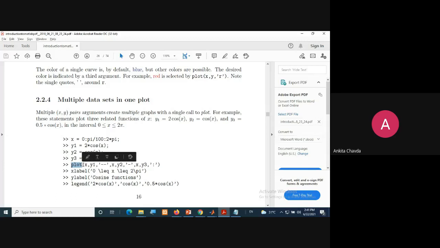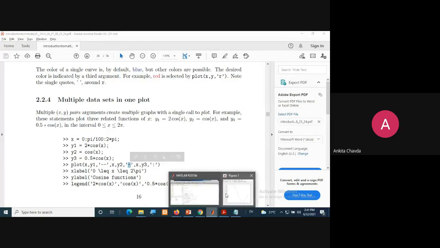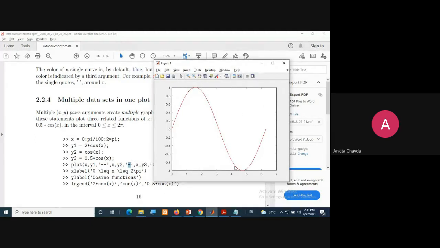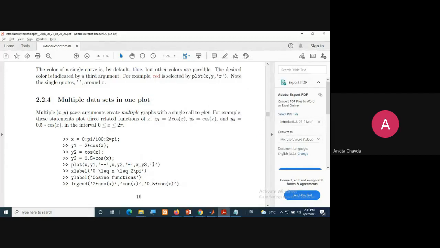So plot x and y1 with these lines. Dash dash means it will give you a dashed line. A single dash means a solid line, like what we were having. And the colon means it is a dotted line. So for x and y3, I have this dotted line. So in my graph, I can see y1, y2 and y3 with different line styles.